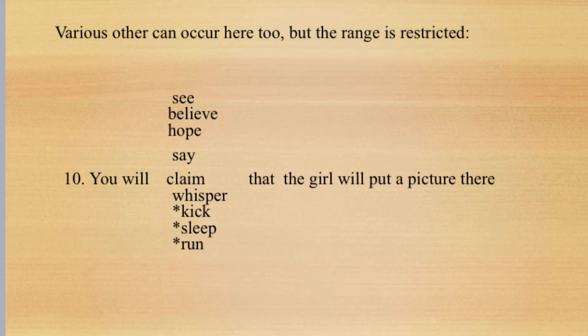This makes it reasonable to assume, as we have done, that the constituent that we are calling a CP can occur as the sister to a verb like see in number 1. Various other verbs occur here too, but the range is restricted. We have here, you will claim that the girl will put a picture there. You can also use the word say. You will say that the girl will put a picture there.